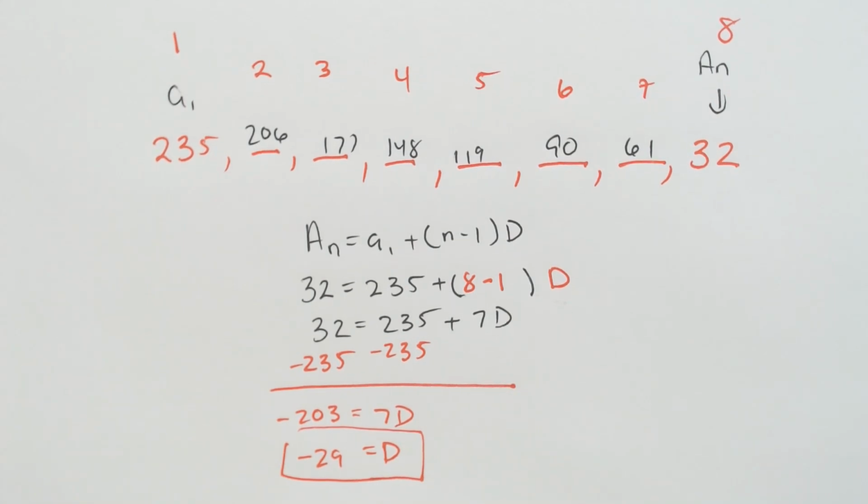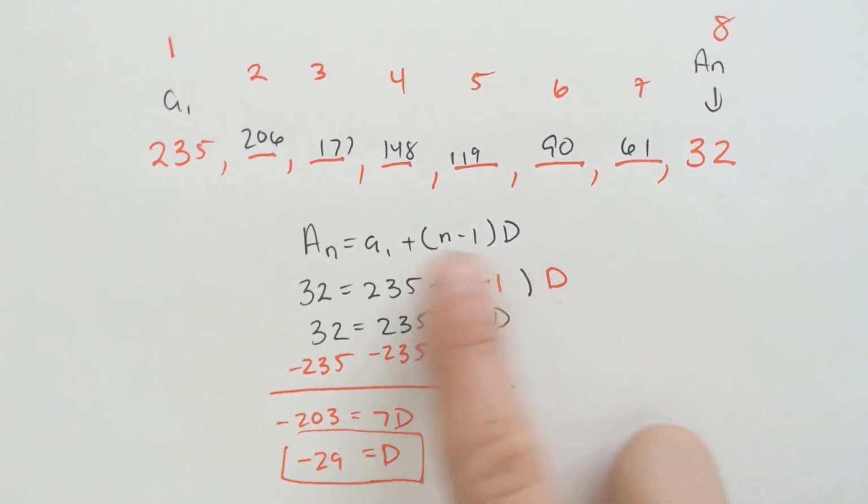I recommend that you use the guessing and checking method first if you think it's going to be quicker, because in fact it really is quicker. But then if it looks like it's going to be a difficult problem, that you go through and use your a sub n formula.